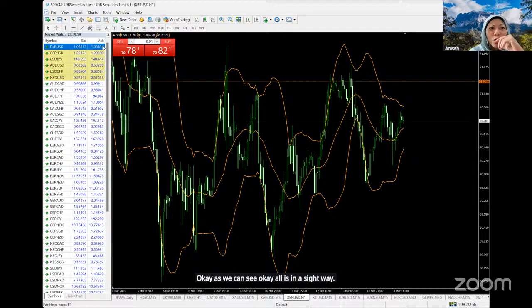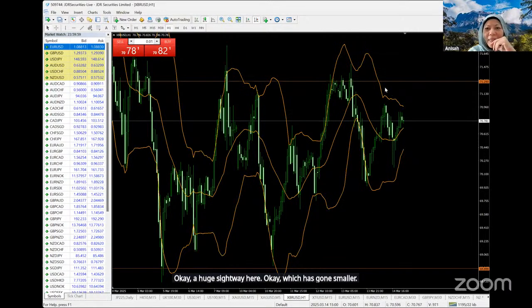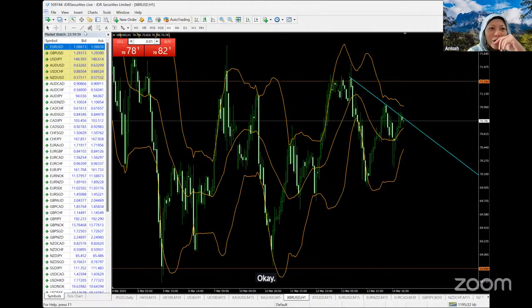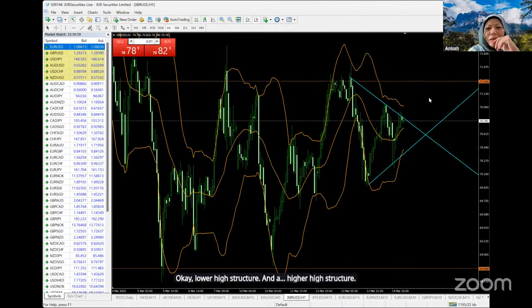Okay, so this is my outlook. As we can see, oil is in a sideway, a huge sideway here, which has gone smaller. At the end of this, the latest trend is a bit of a downtrend, with a lower high structure and a higher high structure. So it's a little bit of a triangle in a sideway.